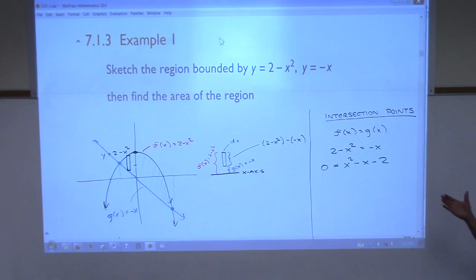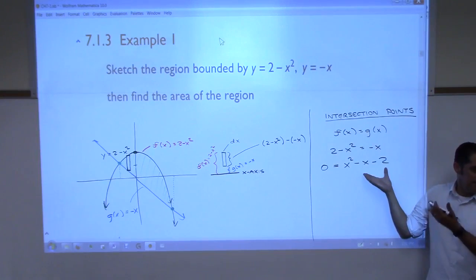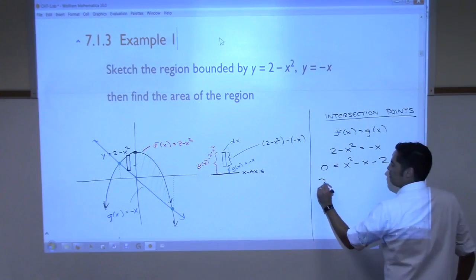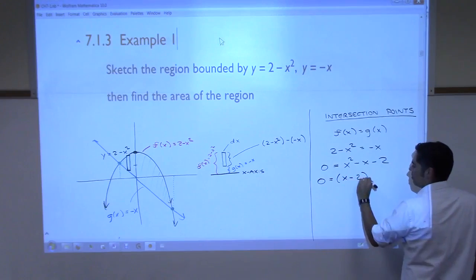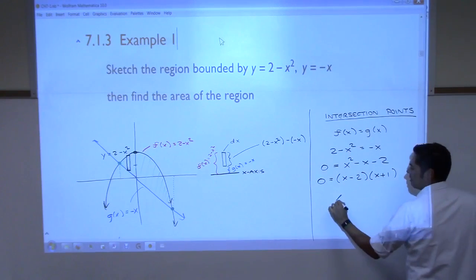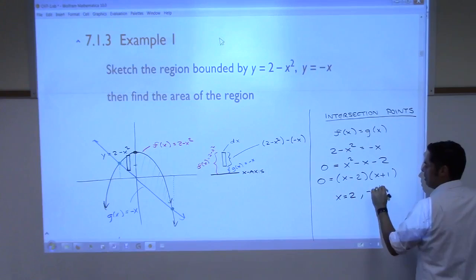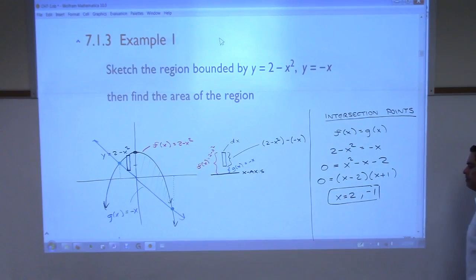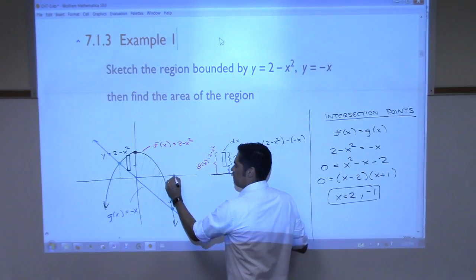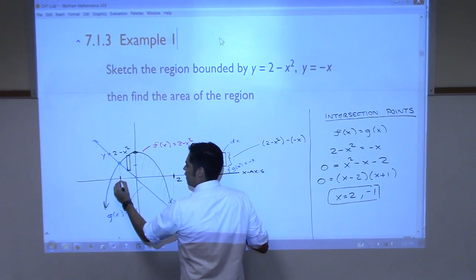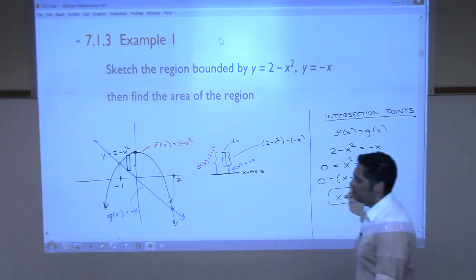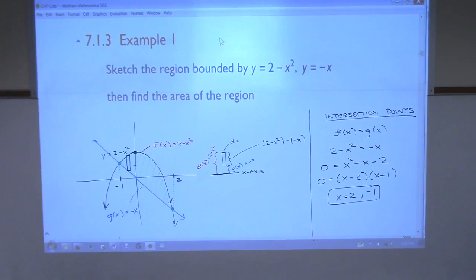And now, if need be, quadratic formula, but this factors. So I'm going to factor it. Minus 2 and plus 1. And that gives you your two solutions of 2 and -1, right? So I should intersect this point right here. This should be 2, and this should be -1. And that seems reasonable for my picture, doesn't it? Questions?